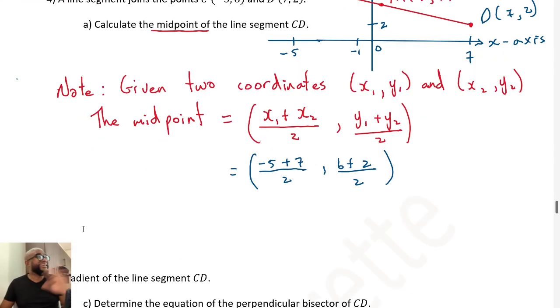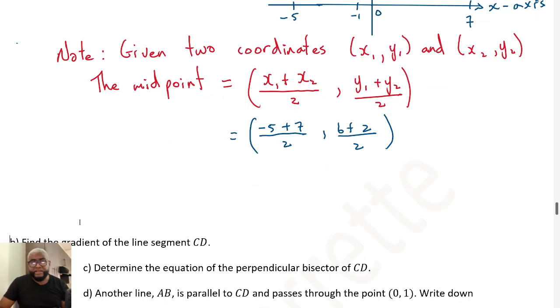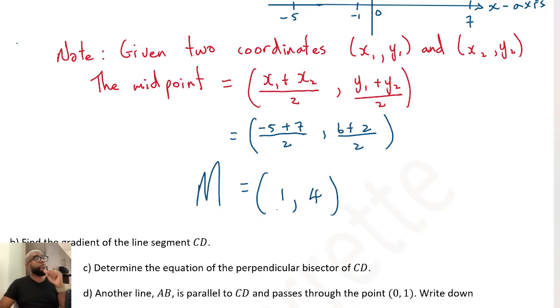Everybody good here? This is the easiest thing in coordinate geometry, the midpoint, right? So what do we get here? Use the scientific calculator. So you could do -5 plus 7. What do you get? 2. 2 divided by 2 is? 1. Comma. 6 plus 2 is? 8 divided by 2 is? 4. So my midpoint, which is capital M, would be (1, 4).